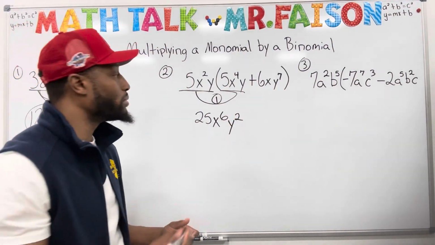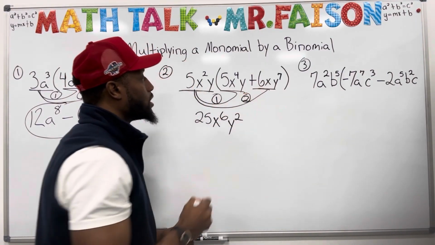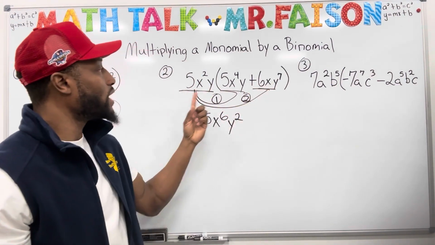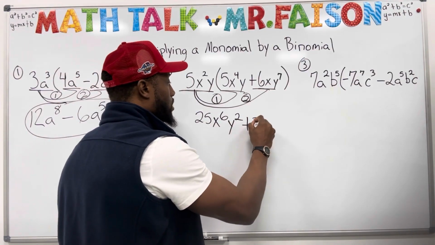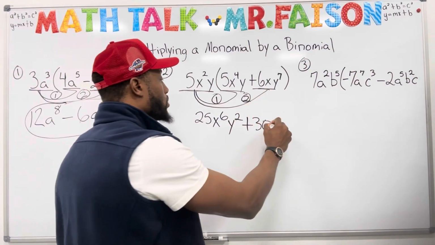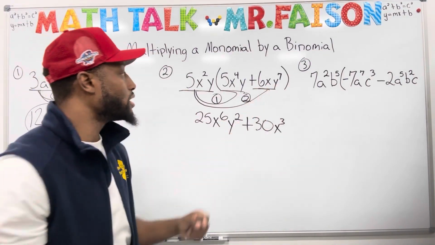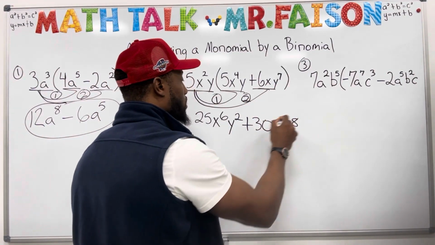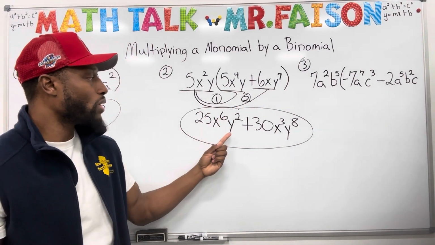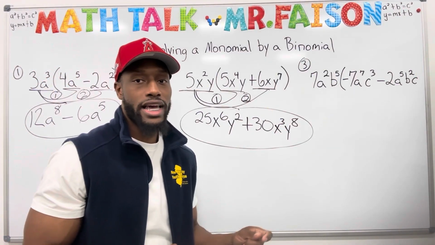Now, my second step, what I'm going to do is multiply this times that. So that's 5x squared y times 6x y to the 7th. 5 times 6 is 30. I have 2 x's right here, 1 x right there. It's going to be x to the 3rd. I have 1 y right here, 7 y's right there. That's going to be y to the 8th. That'll be my answer. So I'm looking at 25x to the 6th, y to the 2nd, plus 30, x to the 3rd, y to the 8th. Let's hop on over to this last one.